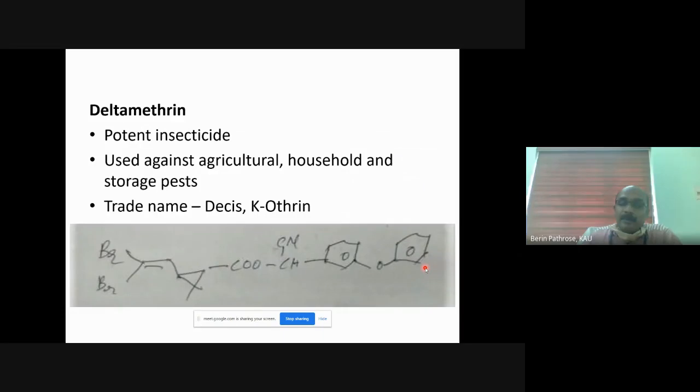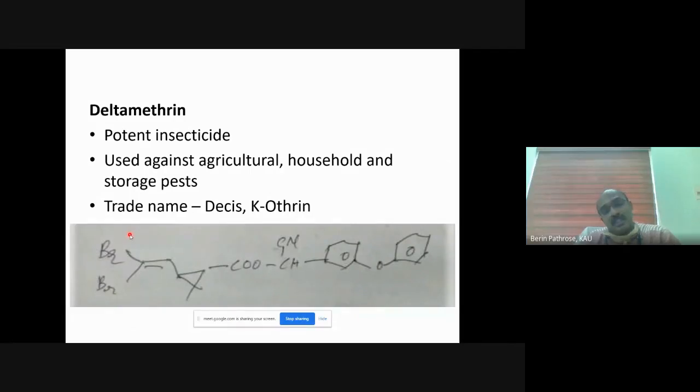Then we have deltamethrin. The structure of deltamethrin and cypermethrin is almost similar, except that in the acid part, instead of chlorine, we have two bromine atoms. So that is the only difference. Again, it is an alpha-cyano pyrethroid, we have a cyano group, and in the alcohol part, we have a phenoxyphenyl side chain. Deltamethrin is an extremely potent insecticide.